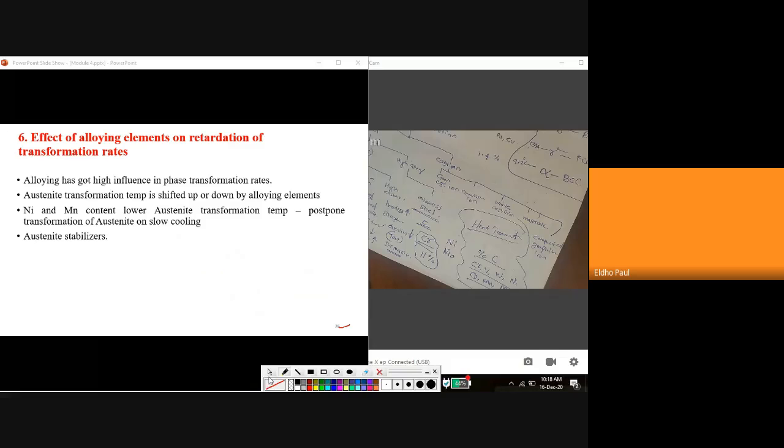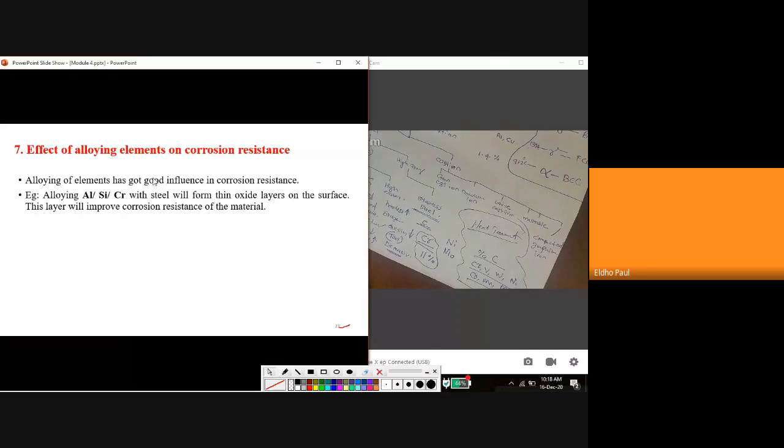Another one is the effective alloy element for corrosion resistance. We already discussed in the case of stainless steel, we add chromium, more than 11% of chromium addition. Actually, what happens during the addition of chromium? When we add chromium, a thin oxide layer is formed on the surface.